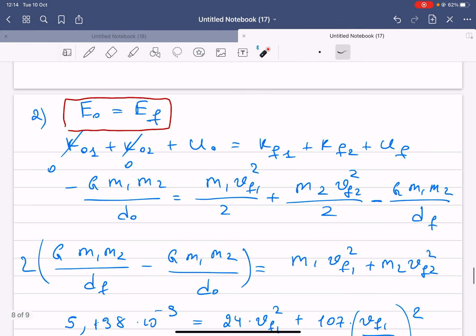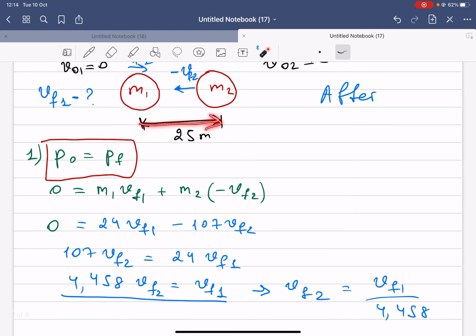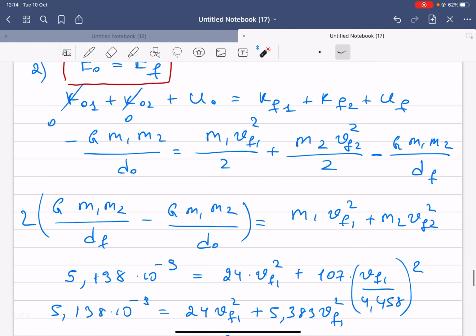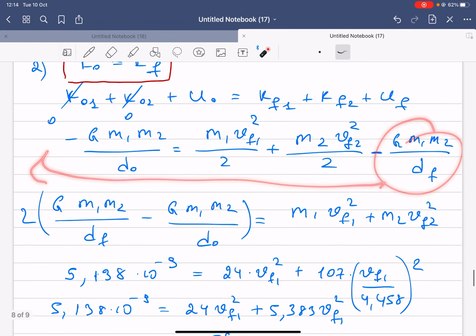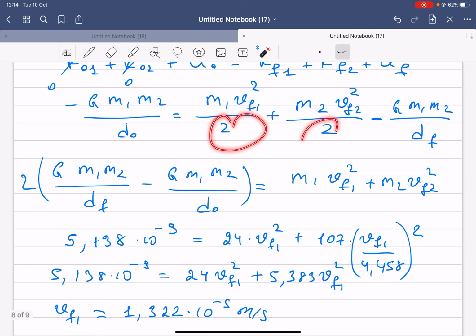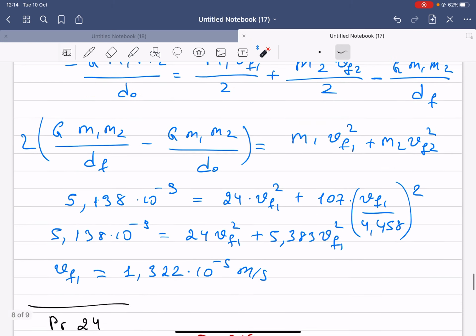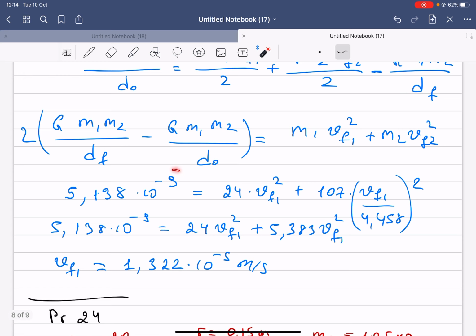Okay, then for the final one, we have half m1 v final 1 squared, half m2 v final 2 squared, and negative, because potential energy is always negative, G m1 m2 divided by d final. D final is basically 25 meters. So I take this one and bring it to the left side, and I also take the two halves and multiply them here, and then the change in potential energy becomes this number, and then I plug in the masses.